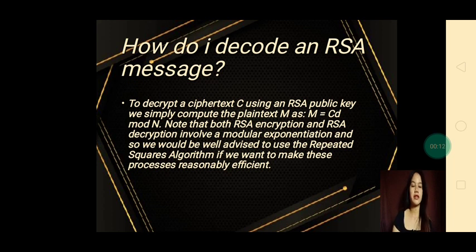How do I decode an RSA message? To decrypt a ciphertext C using an RSA private key, we simply compute the plaintext M as M equals C^D mod N. Note that both RSA encryption and RSA decryption involve a modular exponentiation, and so we would be well advised to use the repeated squares algorithm if we want to make these processes reasonably efficient.